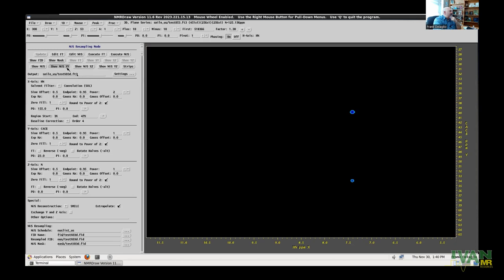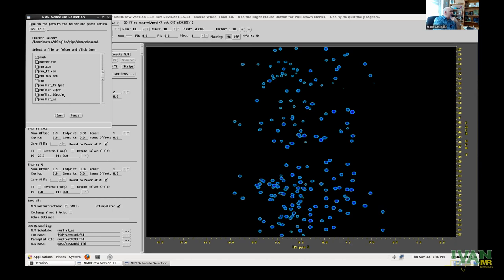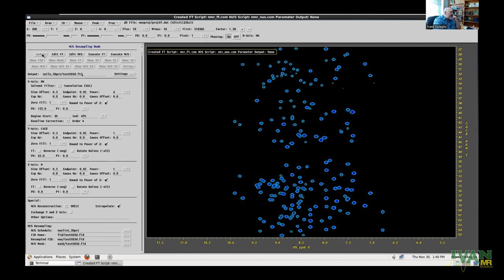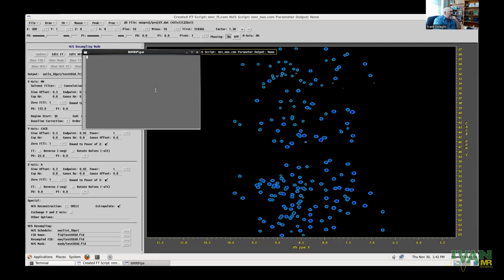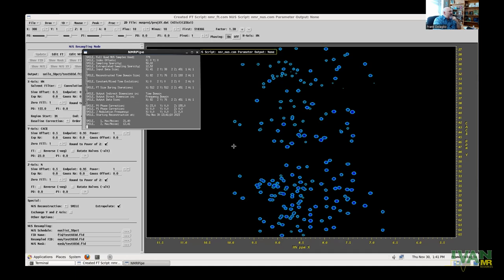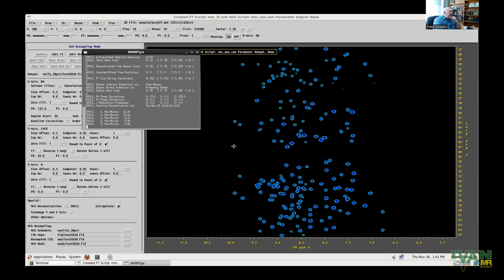So now I'll go back and choose that 50% sampling schedule. And execute the NUS reconstruction. So the data have been resampled according to the 50% sampling schedule, and now it's being reconstructed by SMILE.